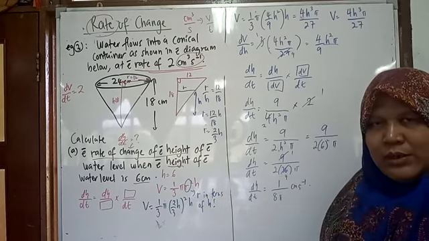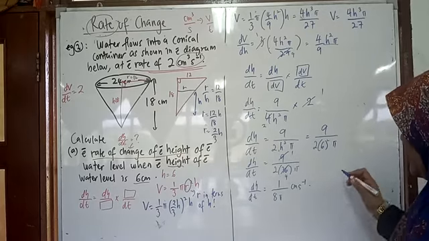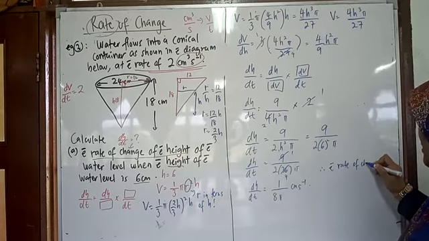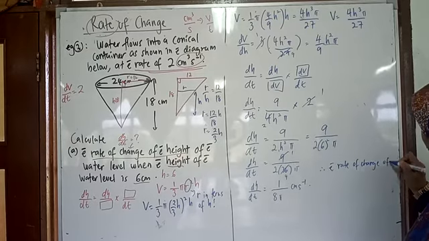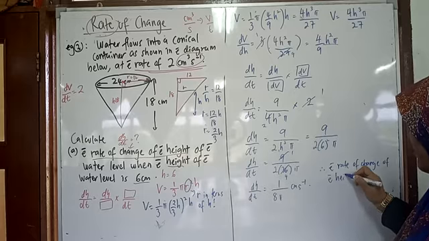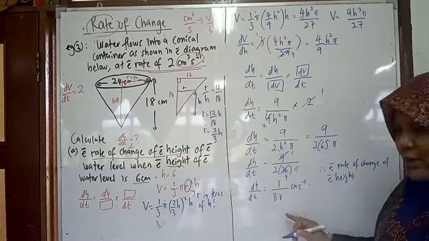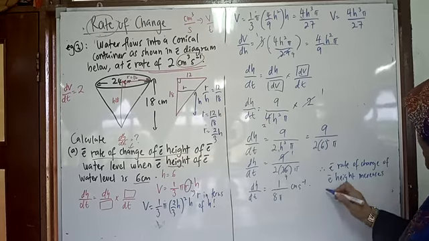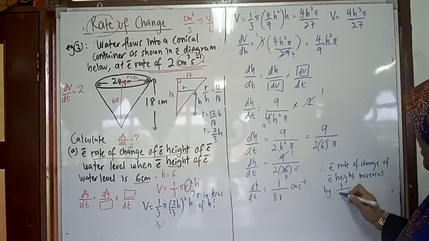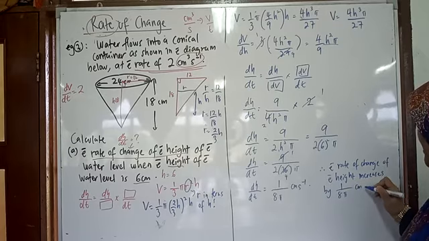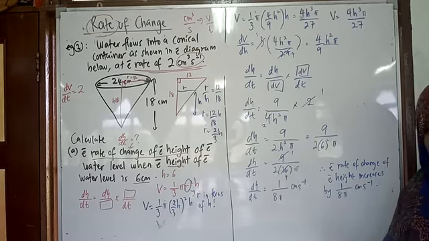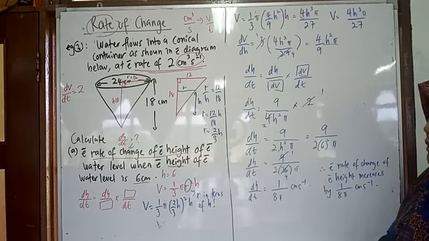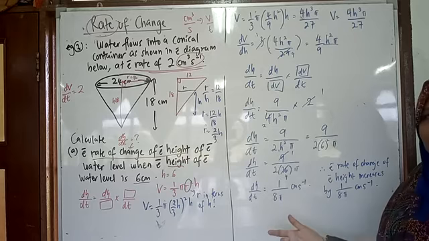So describe your findings. We can say that the rate of change of the height increases, since this is positive, by 1 over 8 pi centimeter per second. Okay, so I hope you can understand. Next we will see a more complicated question.